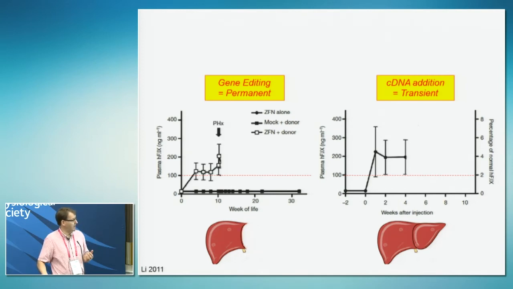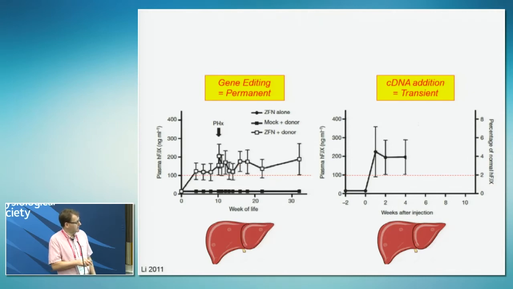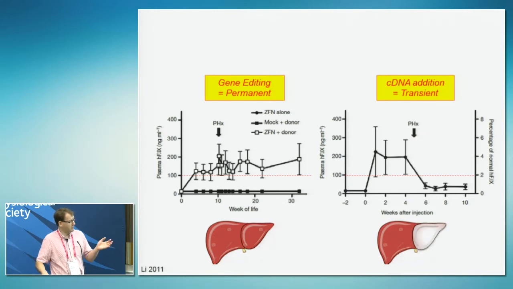But if you do a partial hepatectomy, cut some of the liver out, over a few weeks it grows back, and what you see is there's an initial decline, but then as the liver starts to regenerate, the levels of factor 9 are maintained. That's because the cells which are regenerating have been permanently edited, and the new cells that they make also have this change permanently in there. If you do this with the cDNA liver though, do the hepatectomy, the cells grow back, but they've lost the cDNA. This is a transient process. So it's a much more stable event.